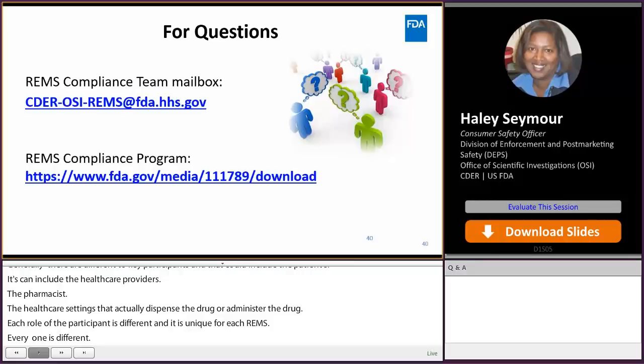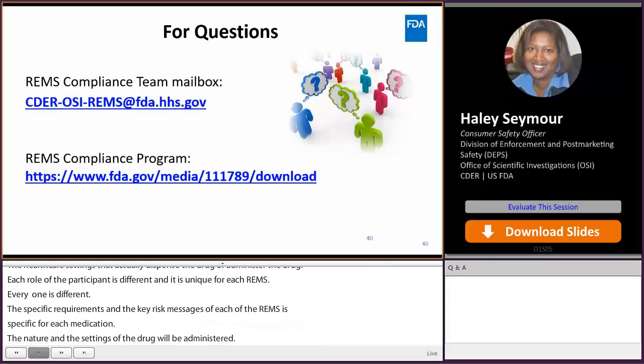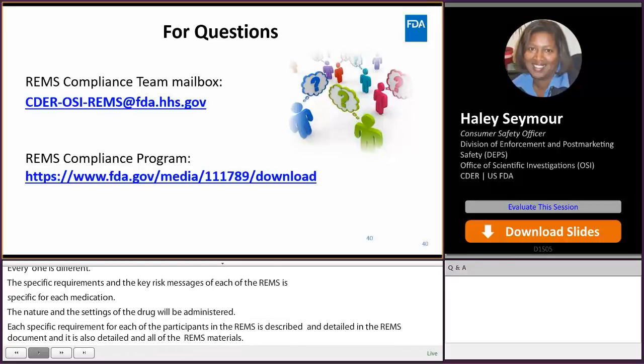The nature of the risk and the settings of where the drug will be administered. Each specific requirement for each of the participants in the REMS is described in detail in the REMS document, and it's also detailed in all the REMS materials. An example would be that a REMS document might say that the patients or the caregivers need to know about the medications with the REMS, or it could also be what the healthcare providers who prescribe the medication with the REMS need to know.